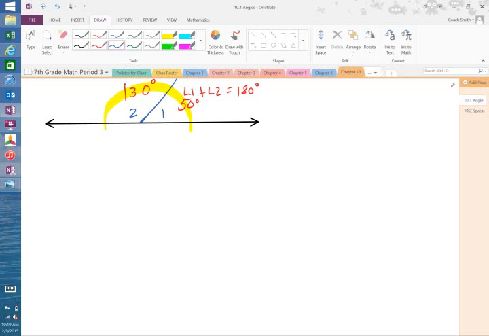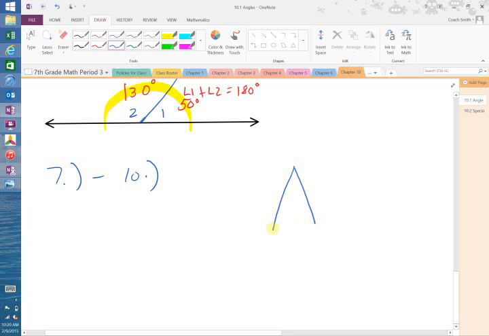Let's look at classifying angles. If we look at number 7 through 10, very simplistic, they just simply want you to write whether it's acute, obtuse, straight, whatever it is. So number 7 would be what? Straight. Just a straight angle. What would number 8 be? Acute.